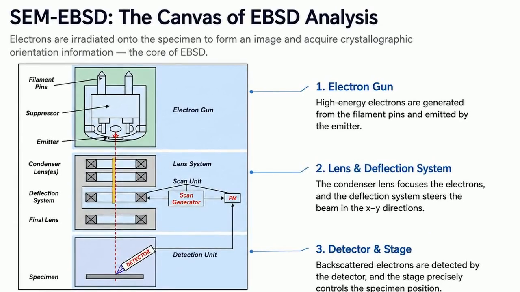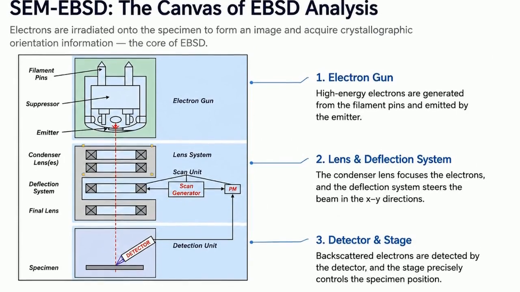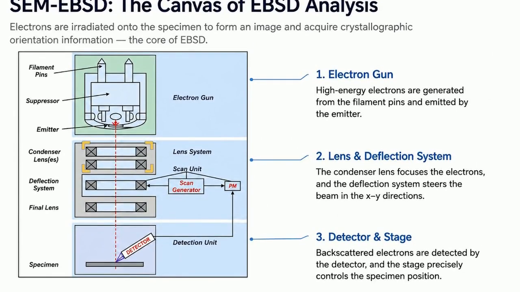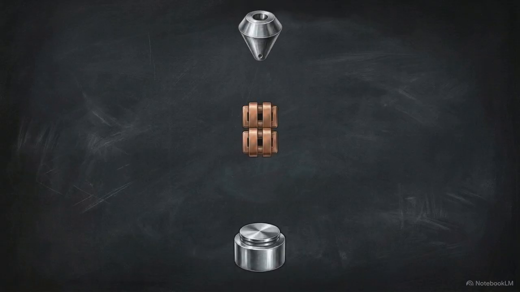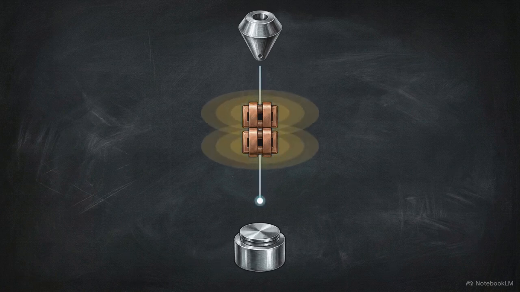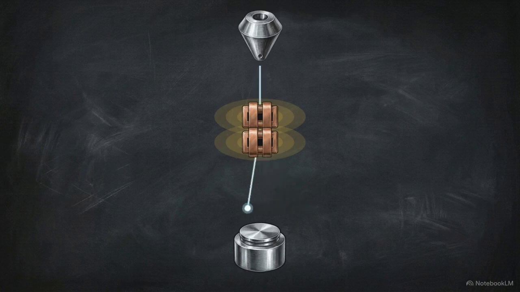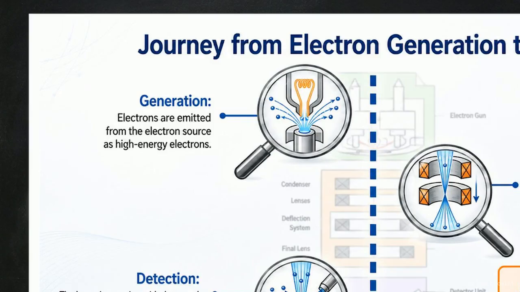The EBSD process occurs within the high vacuum environment of a scanning electron microscope. This diagram illustrates the hardware's vertical architecture. It starts at the top of the column inside the electron gun, where the emitter generates high-energy electrons. These are directed downward through electromagnetic condenser lenses, forcing the particles into a highly focused beam. Before reaching the sample, the beam passes through a deflection system. It uses magnetic fields to actively steer the electrons in the X and Y directions across the specimen surface.